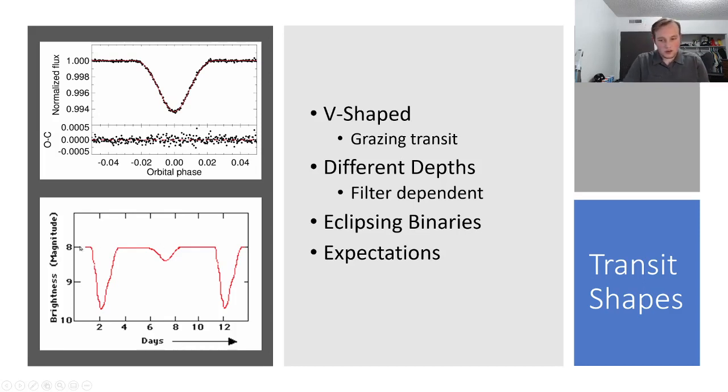Also, you can see light curves that look like this, with two different dips of different depths. And that is an indicator of eclipsing binaries, where one star will pass in front of the other, and depending on the brightness of the star that is eclipsing the other star, that'll determine the depth of your dip. So when the dimmer star eclipses the bright star, you get these bigger dips, and when the bright star eclipses the dimmer star, you get these smaller dips. However, for the most part, we don't expect to find any of these.